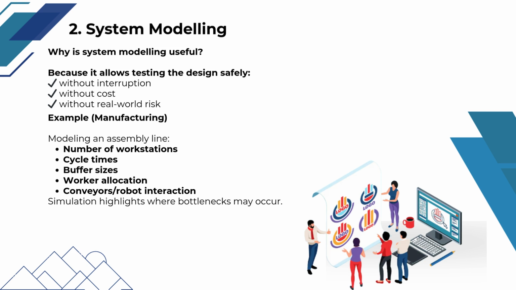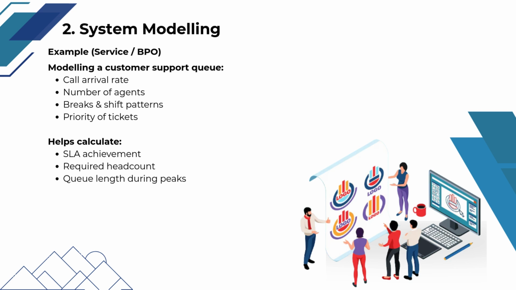In a service or BPO environment, system modeling can simulate a customer support queue by considering factors such as call arrival rates, number of agents, breaks and shift patterns, and ticket priorities. This allows managers to calculate SLA achievement, determine the required headcount, and estimate queue lengths during peak periods, helping optimize staffing and ensure timely, efficient customer support.